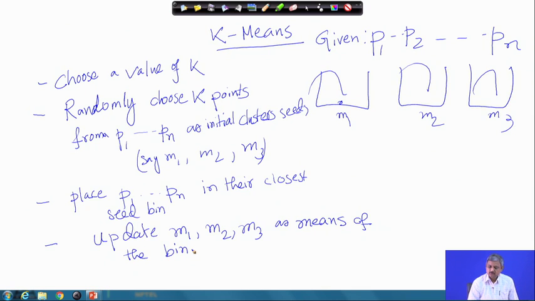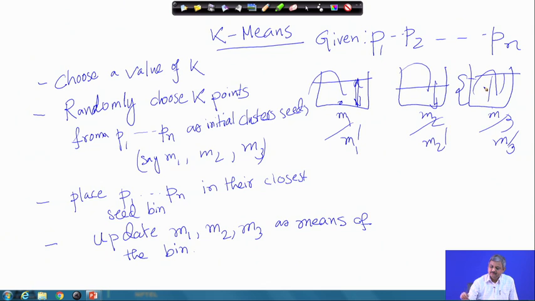So, after the first iteration you have distributed the points. Now, throw away M1, M2, M3. Take the mean data point, the central point of all the points in the first bin, all the points in the second bin, and all the points in the third bin, and those are your new M1 prime, M2 prime, M3 prime. The average point of all of these.